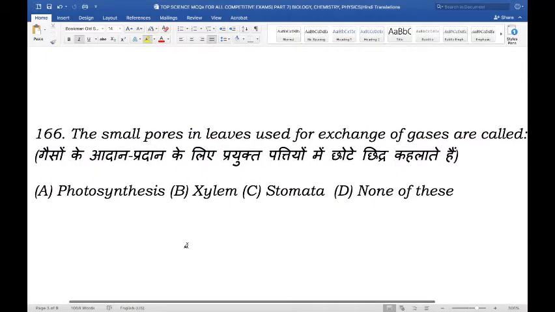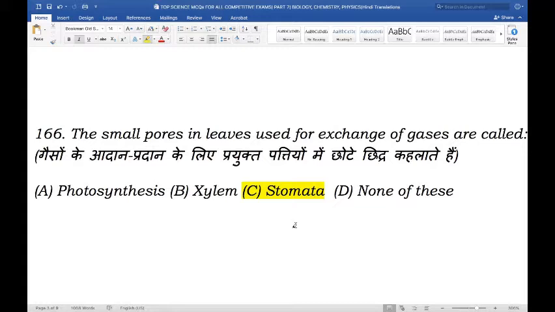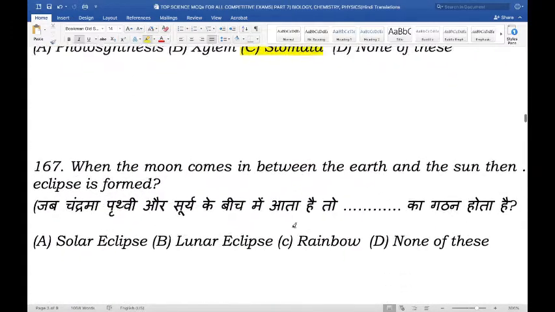The next question is, the small pores in leaves used for exchange of gases are called, is it A, photosynthesis, B, xylem, C, stomata, or D, none of these? So which of these are the small pores in leaves used for exchange of gases? So the correct answer here is C, stomata. Stomata are small pores on the surface of leaves and stems, bounded by guard cells that control gas exchange, mainly water vapor and CO2, carbon dioxide.